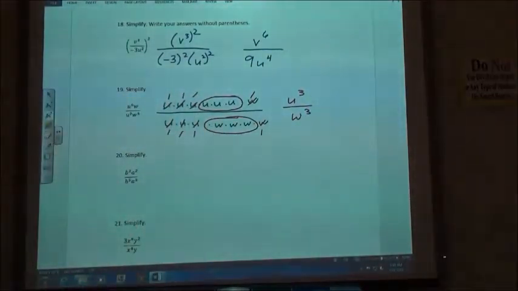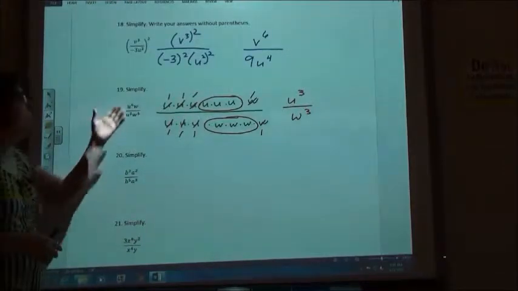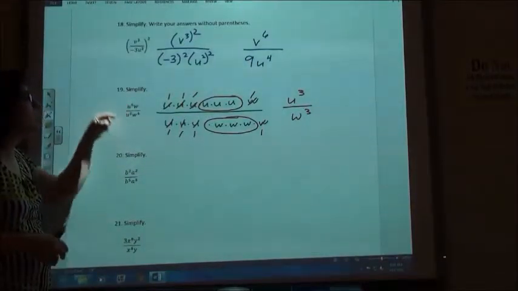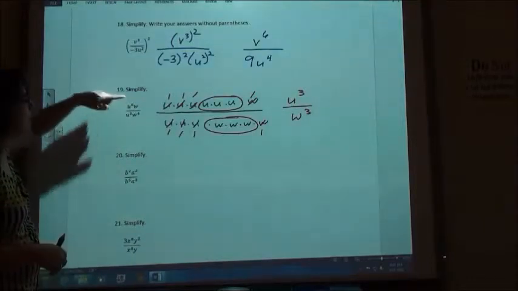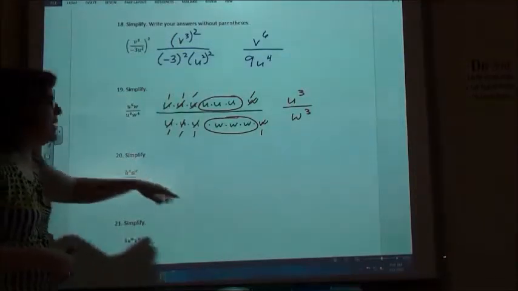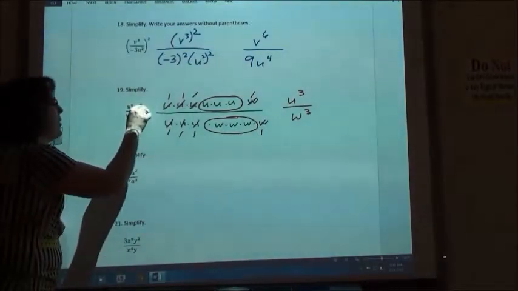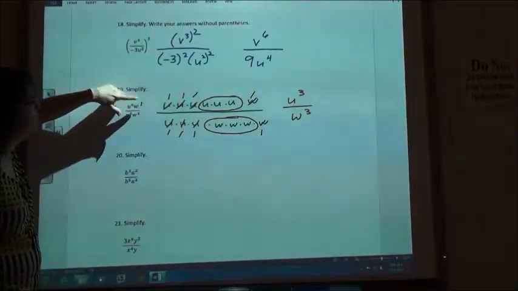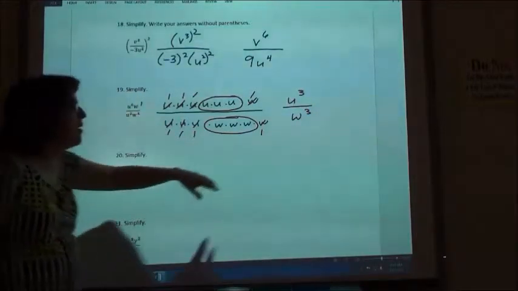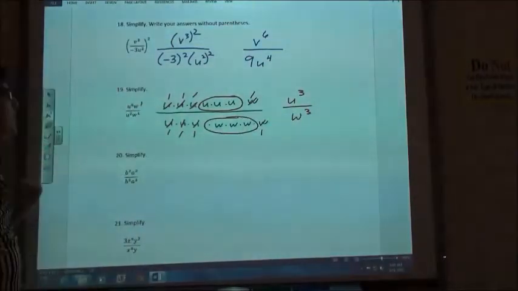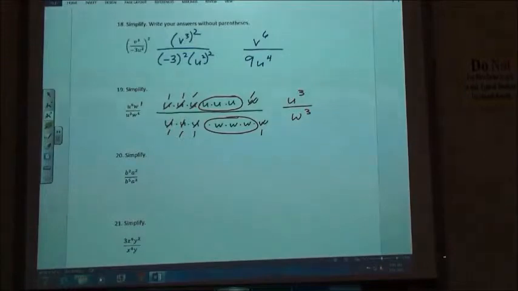Well, instead of having to do that, what we're really just doing is subtracting. When we reduce down, we're going to subtract our exponents. So 6 minus 3 is going to give me u to the third. Here, I'm going to take the 1 away from the 4. 4 minus 1 is going to give me 3. Notice when I subtract, my exponent ends up being where the variable is larger.